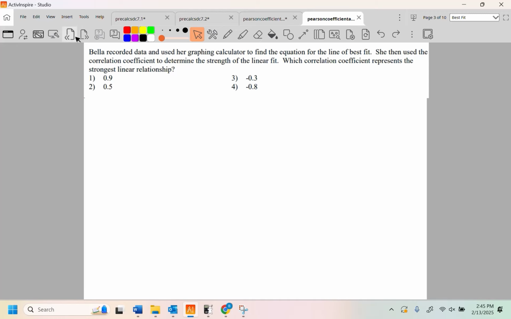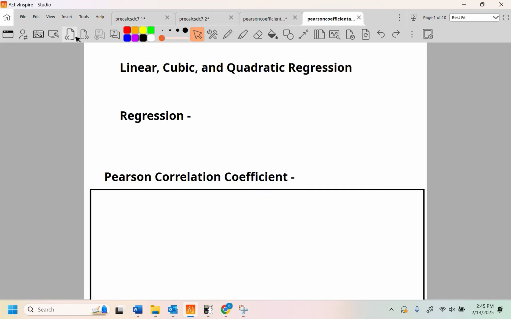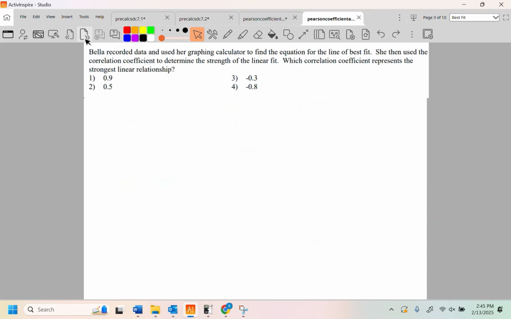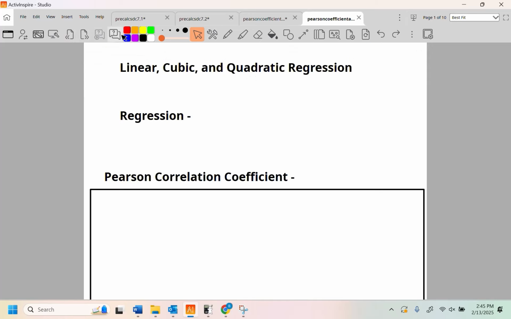All right, so these are the notes on the Pearson correlation coefficient. Make sure this is the right set of notes. Okay, I need to change the title here. But anyways, the topic here is regression and what we call Pearson correlation coefficient.